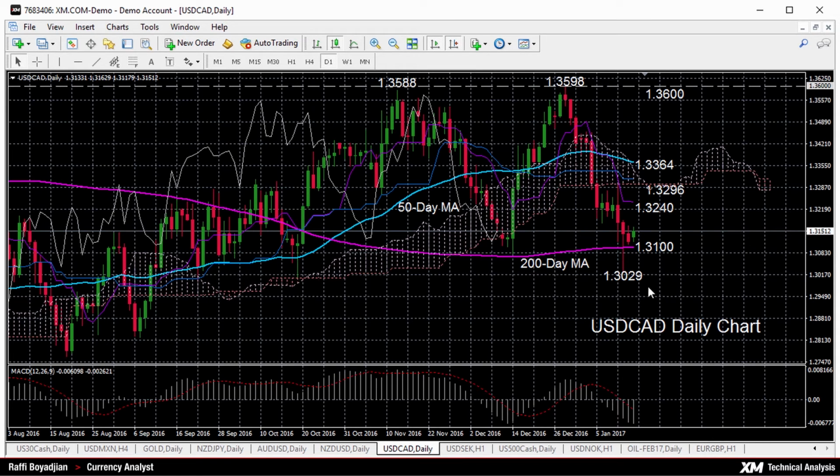If prices once again breach the 200-day moving average, the next support will come from last week's near 3-month low 1.3029. On the upside, the pair might find resistance at the Tenkan Sen line at around the 1.3240. While further up, the bottom of the Ichimoku cloud should provide resistance at just below the 1.33 level.